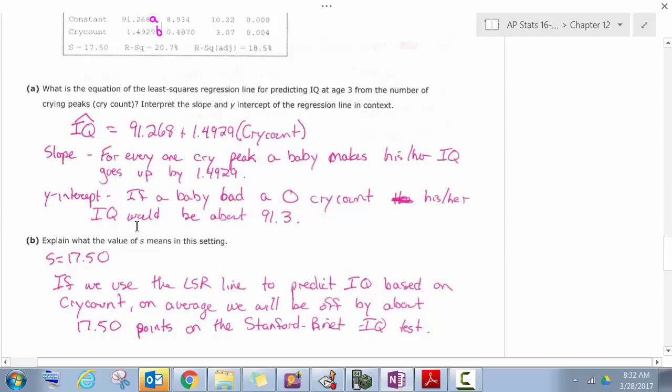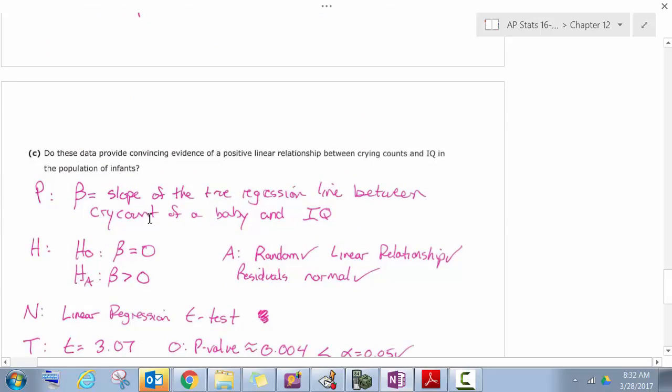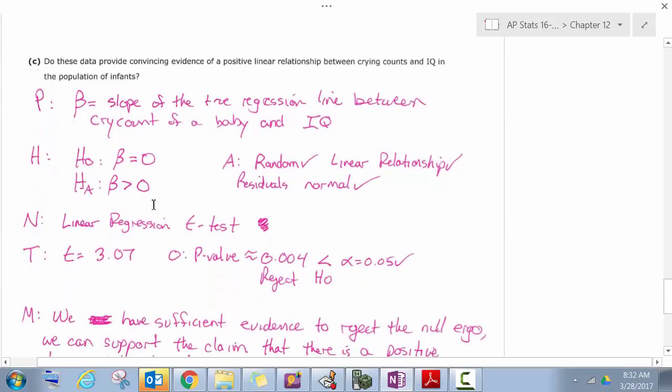Explain what the value of s means in this setting. Remember, that's our standard deviation of the line. So if we use a least squares regression line to predict IQ based on cry count, on average we'll be off by about 17.50 points on the Stanford-Binet IQ test. So that's all review. Now here's the new stuff.